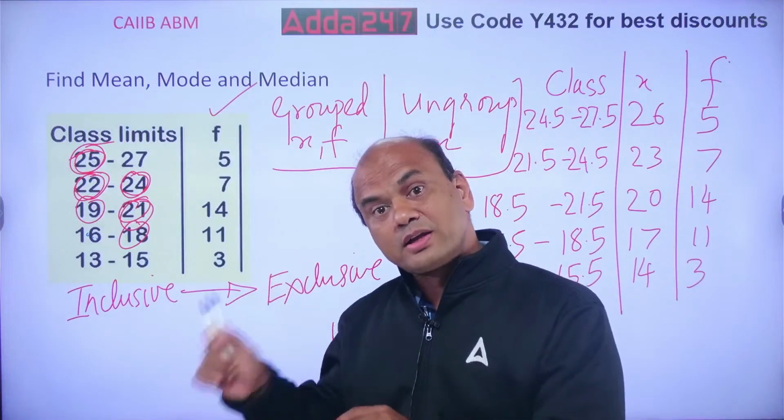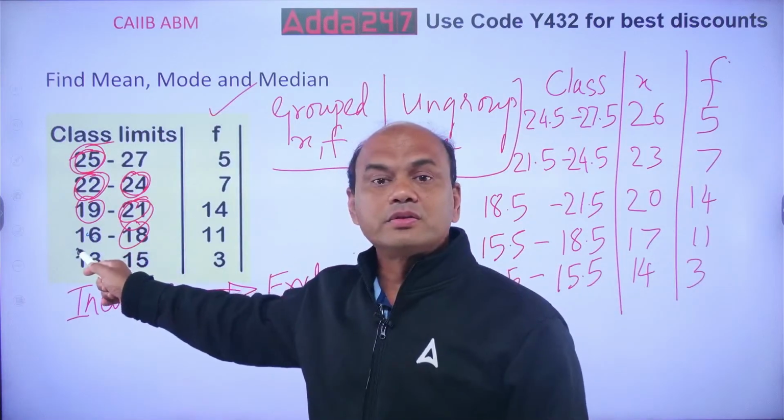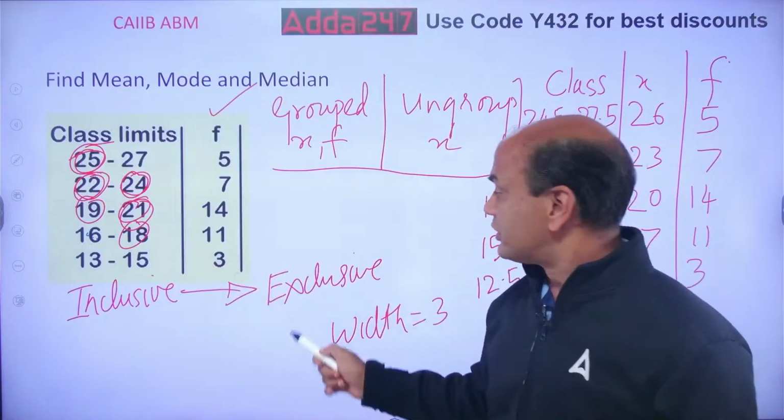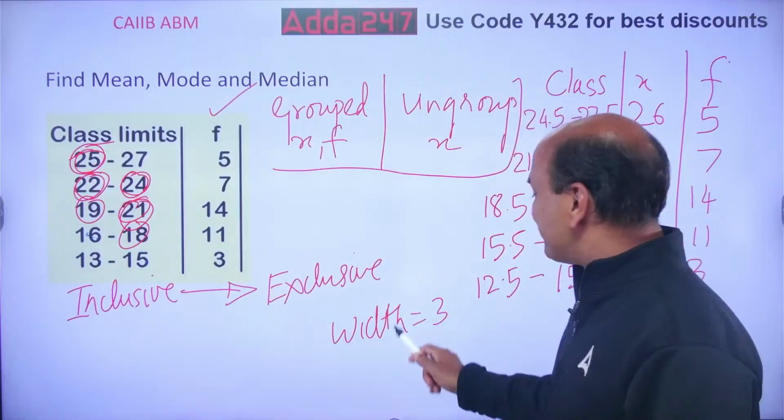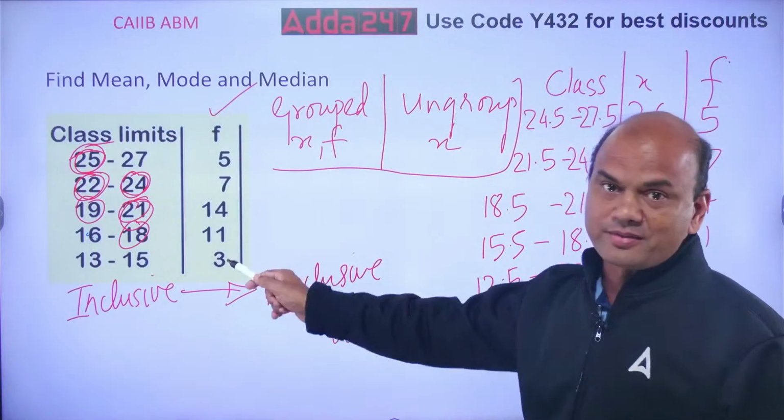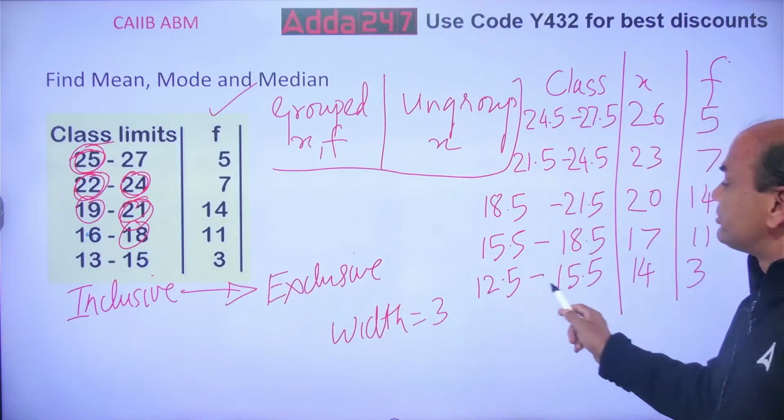I have not included that, so you will have to include it. Okay? So this is included. This is the milkman problem. So now, width equals 3 over here. Okay? Now, this is very simple from here.